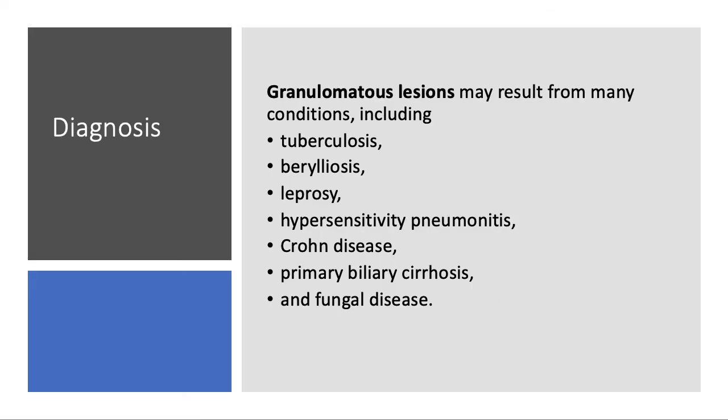A diagnosis of sarcoidosis is established on the basis of compatible clinical and radiologic findings and histologic evidence of the presence of non-caseous epithelioid cell granulomas in one or more organs and the absence of causative organisms or particulates. Granulomas of known causes and local sarcoid-like reactions must be excluded. Granulomatous lesions may result from many conditions, including tuberculosis, borreliosis, leprosy, hypersensitivity pneumonitis, Crohn disease, primary biliary cirrhosis, and fungal disease.